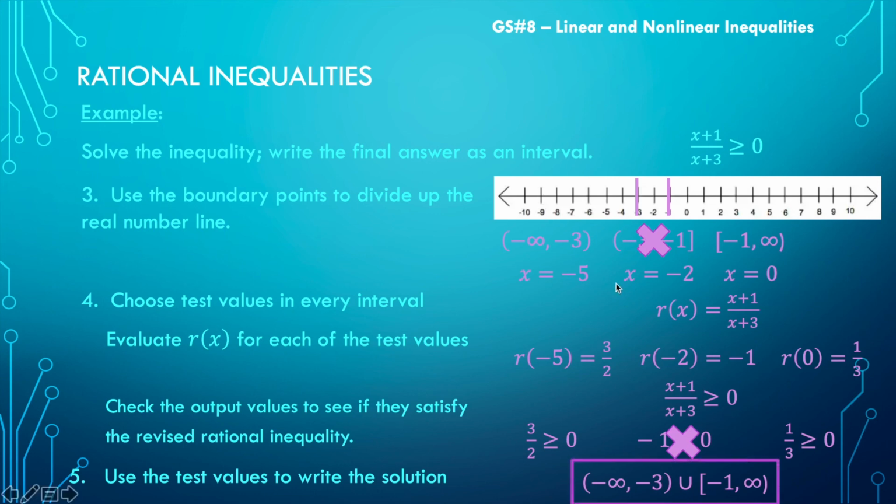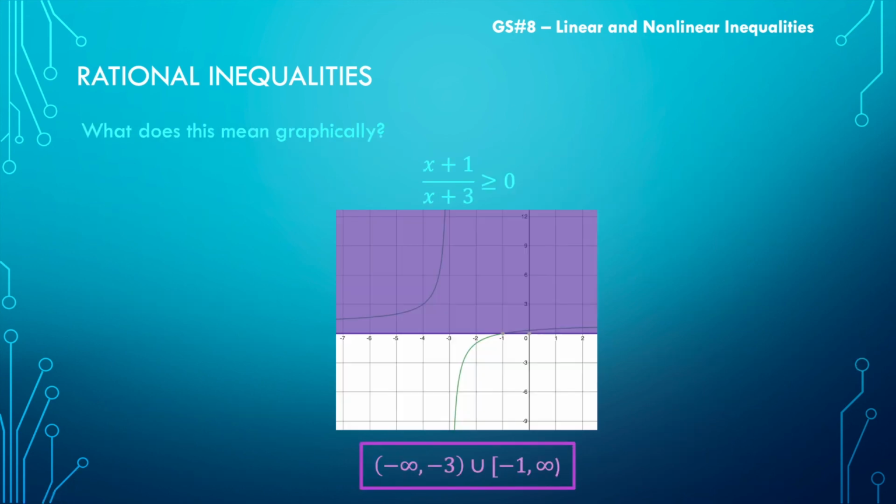All right, and if we have identified our intervals correctly here, we don't have to worry about it. It's going to transfer correctly. Let's look at this graph. This is the graph of y equals (x plus 1) over (x plus 3).